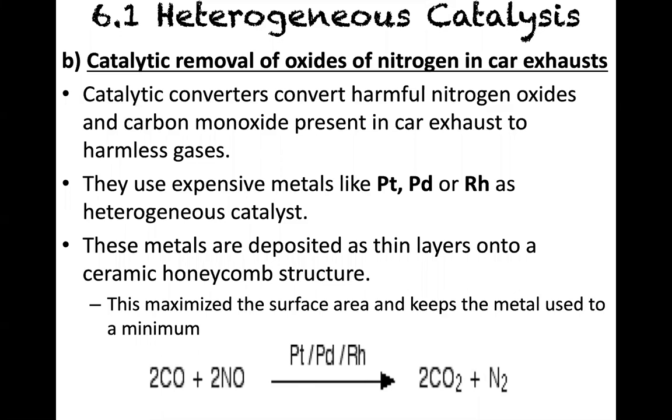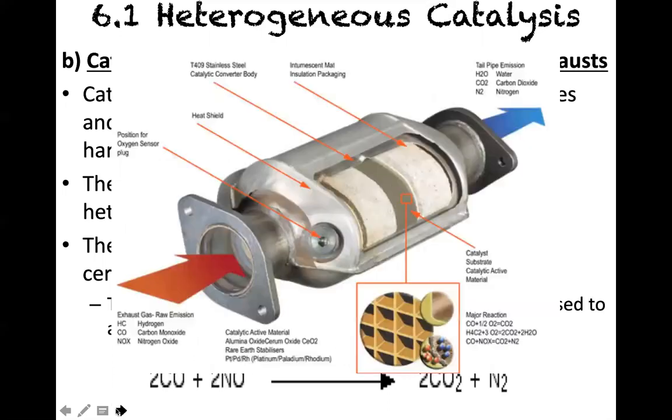And that is using the catalyst of either platinum, palladium or rhodium, or a combination of all. So it depends on how the catalytic converter is designed. As you can see, this is gas, gas. Your catalyst is a solid. So this is heterogeneous catalysis. How does it work? Same way as the five steps, five stages that were described earlier on.